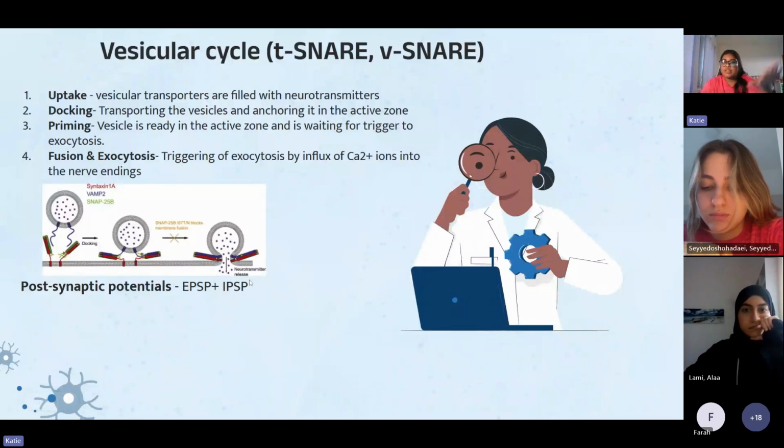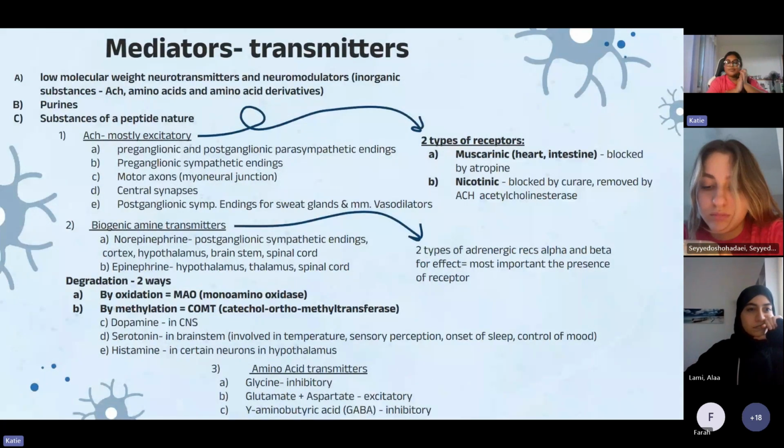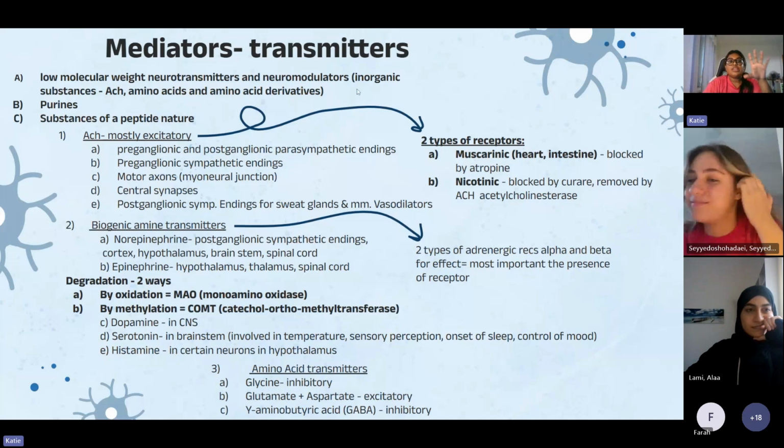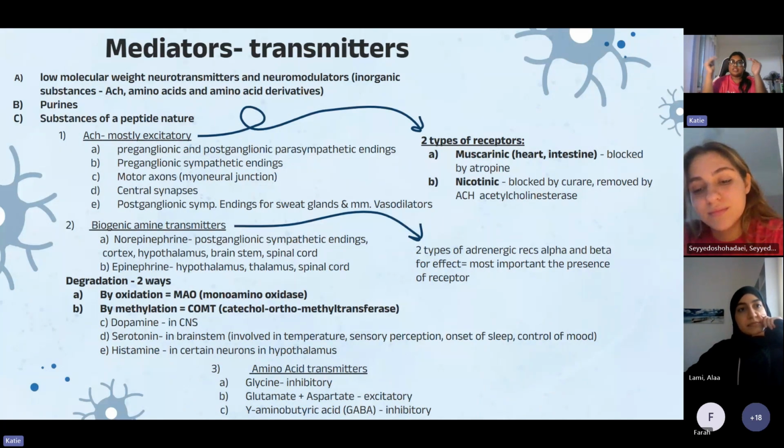Ignore this postsynaptic potentials part because I'm going to come to that later. Okay, so the next important thing is mediators. I know this looks like a lot of information, but I was too lazy to put this in many different slides. That's why it's all in one slide. The mediators are the neurotransmitters. Like I said, in the chemical synapses, you need the presence of neurotransmitters to move the stimuli from one neuron to another. You need to know the different types of neurotransmitters that are present.